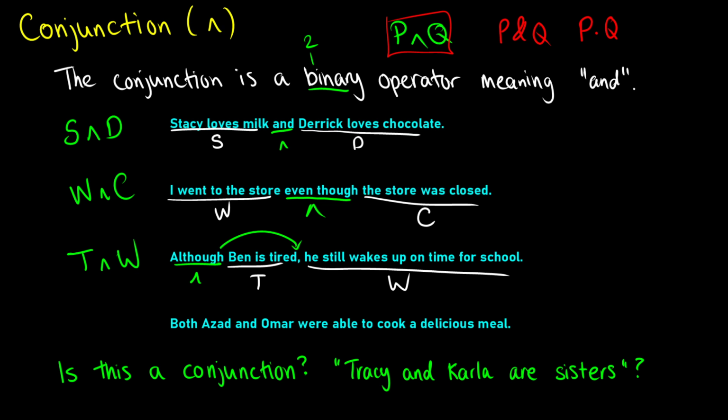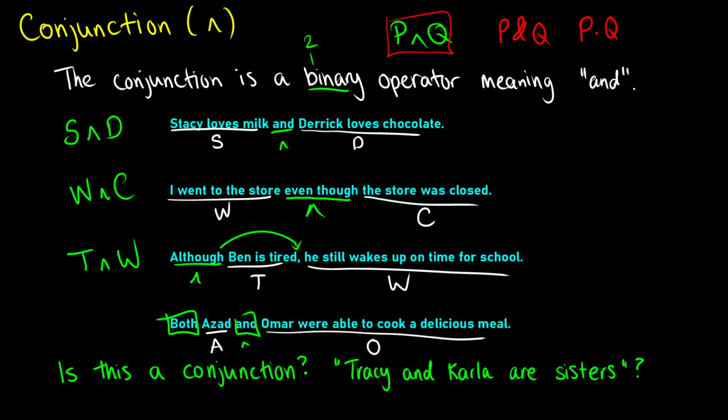Okay, finally, let's do this last sentence. Both Azad and Omar were able to cook a delicious meal. Now here we have something hidden. We have "both" and "and". So we have our and operator here, but where are our two simple sentences? We have Omar was able to cook a delicious meal, let's call this O, but we also secretly have this: Azad was able to cook a delicious meal, A.